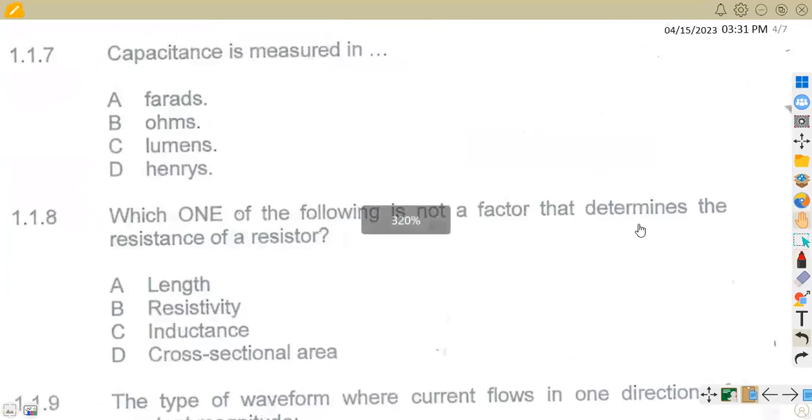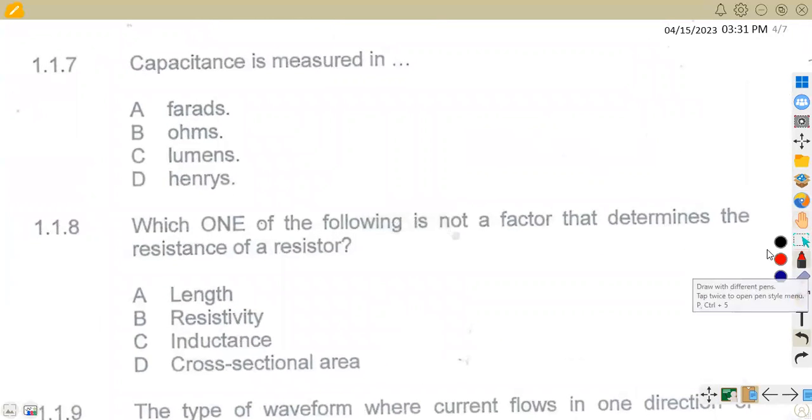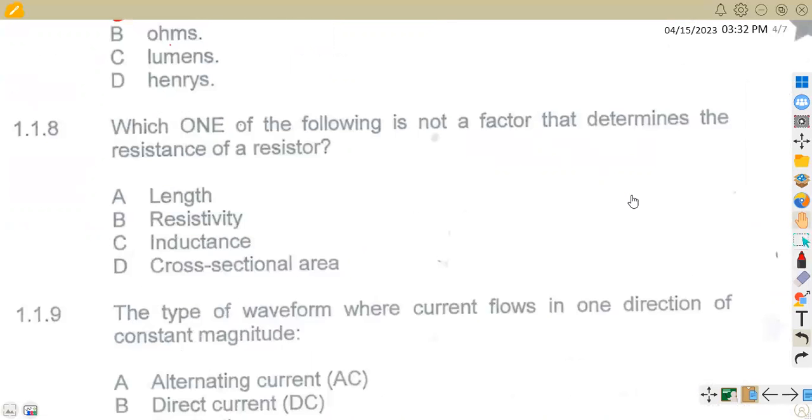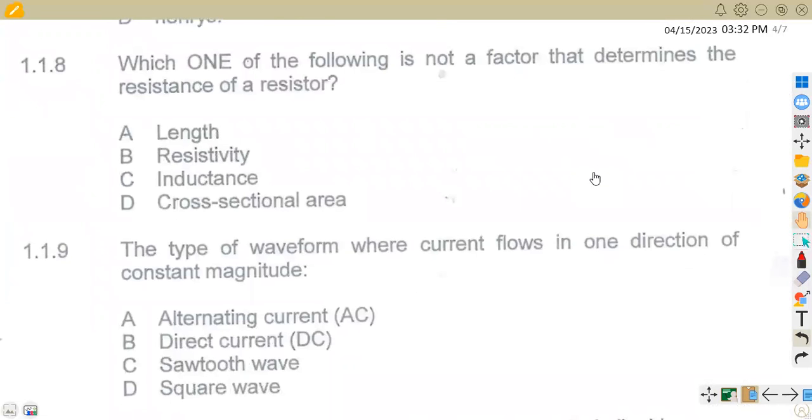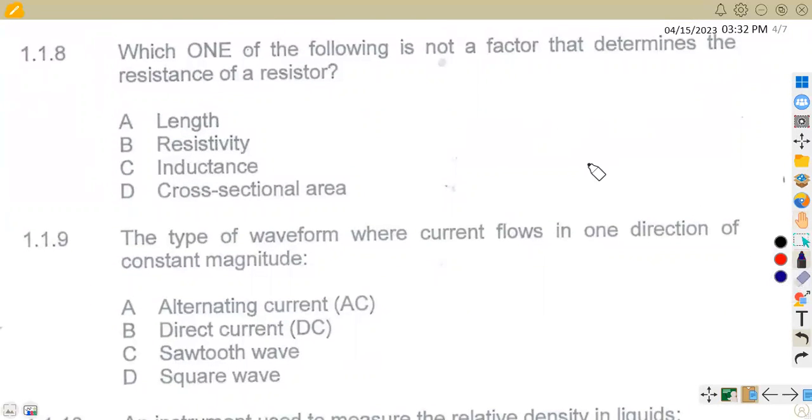Then on 1.1.7, capacitance is measured in, what is the unit? The unit for capacitance is farads. The ohms is for resistance. Okay, 1.1.8, which one of the following is not a factor that determines resistance? We can take this from the formula for resistance. Remember that resistance is equivalent to rho L over A, that is the resistivity times the length over the area. So we need length, resistivity and cross-sectional area. But what about inductance? We do not need inductance. So inductance is not a factor.